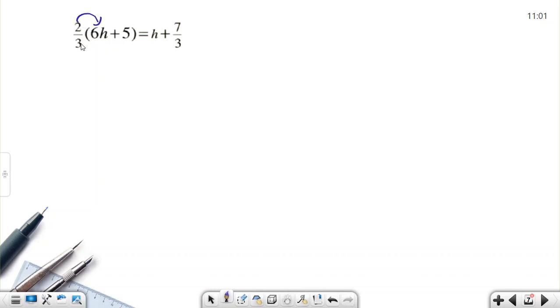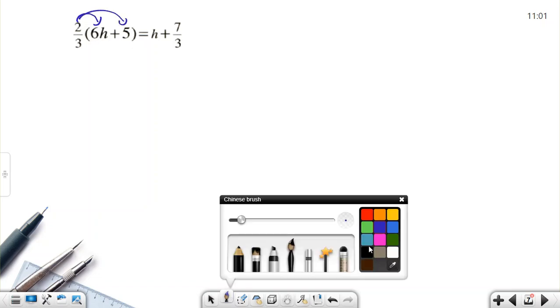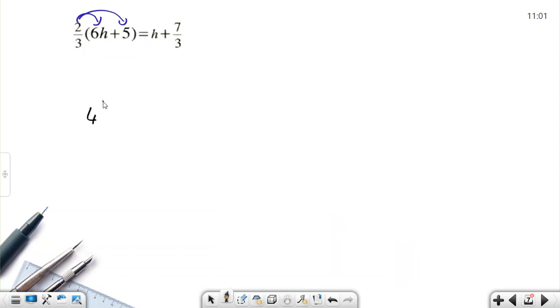I will multiply 2 over 3 by 6h, and by the second term, which is 5. So 2 over 3 multiplied by 6h is equal to 4h. 2 over 3 multiplied by plus 5 will be plus 10 over 3. It's equal to h plus 7 over 3.